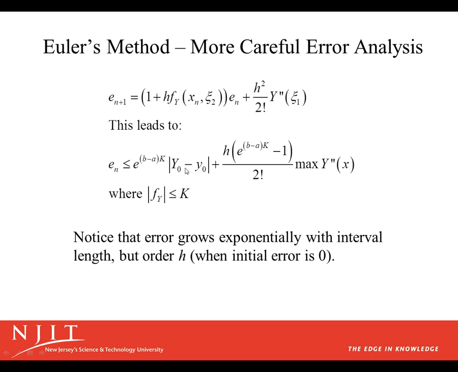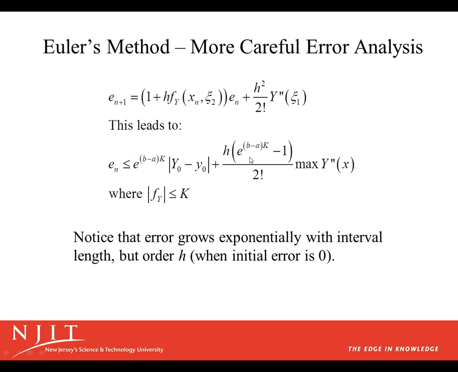One can do further analysis with it and find that the error after n terms is related to the initial error, which we hope is going to be 0, times an e to the b minus a times a number that's related to how fast f changes with respect to y, plus another piece that's also exponential, e to the b minus a. It's related to the second derivative of the solution, which we don't really know. So the error is more complicated than just simply order h, but it still is an order h error. It's just h times something a little more messy than what we said before.